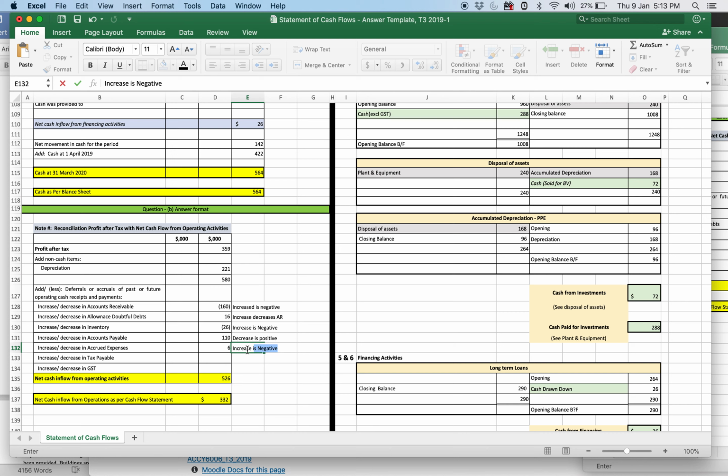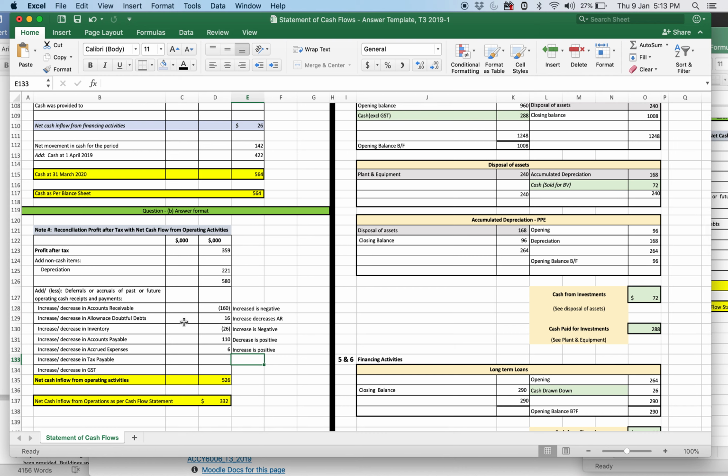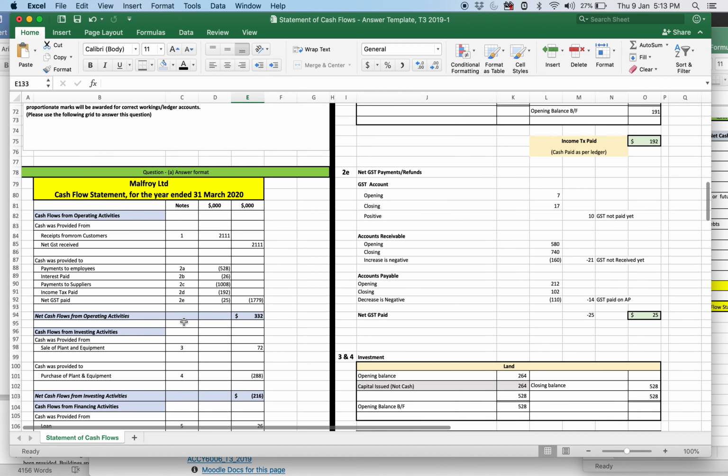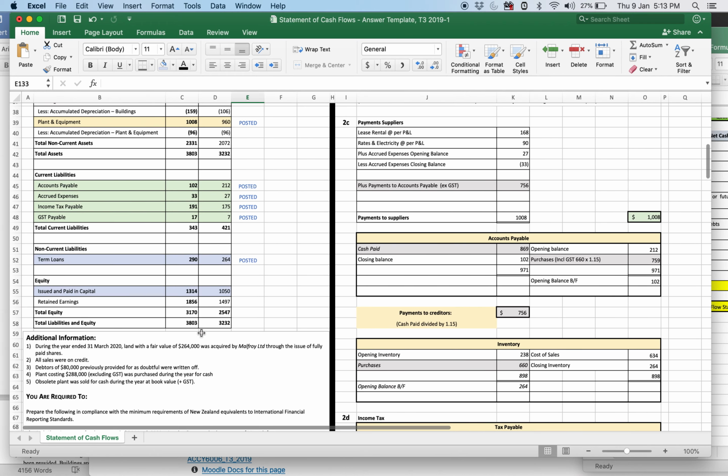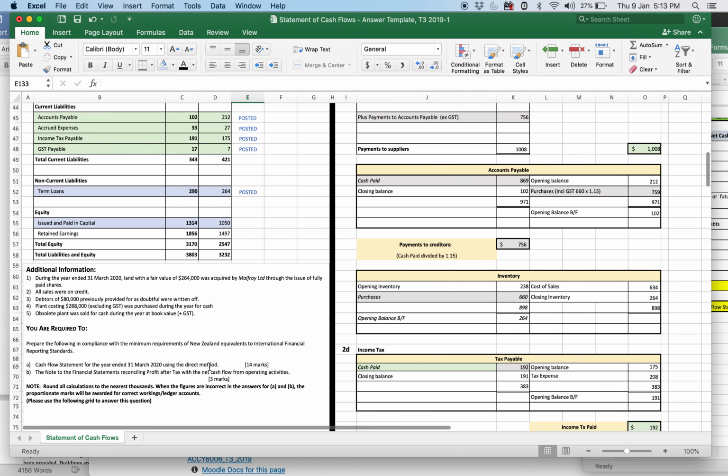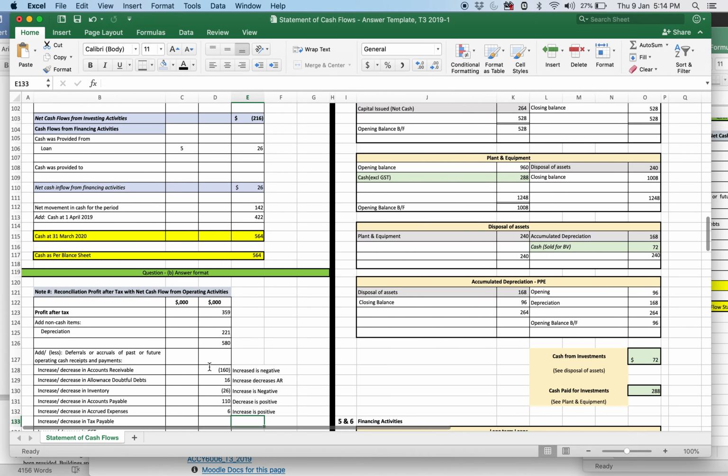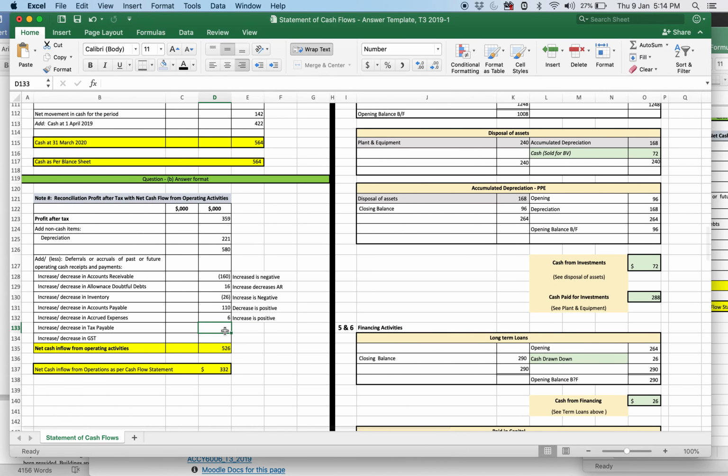Increase is positive. The tax is the same sort of thing. Are we sitting on more tax or less tax? Tax has gone up as well, so there's 20,000 we haven't had to pay in tax yet. So that's positive as well.